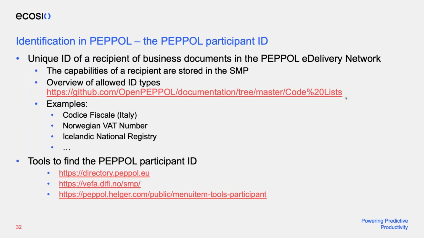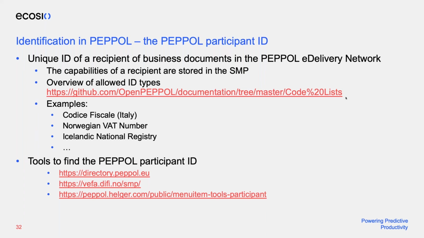How do I identify somebody in Peppol? I do need the Peppol participant ID. It's a unique ID of a recipient of business documents in that Peppol e-delivery network. The capabilities of a recipient are stored in the service metadata publisher, and there is an overview of allowed ID types available on GitHub. Examples include a codice fiscale in Italy, or a Norwegian VAT number, or an Icelandic national registry, or a global location number, and so on. So various different types of identifications are allowed.